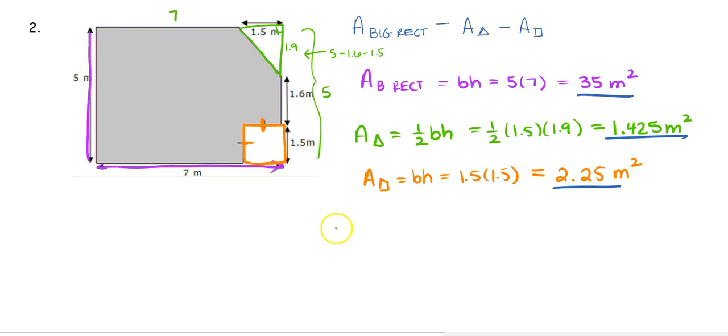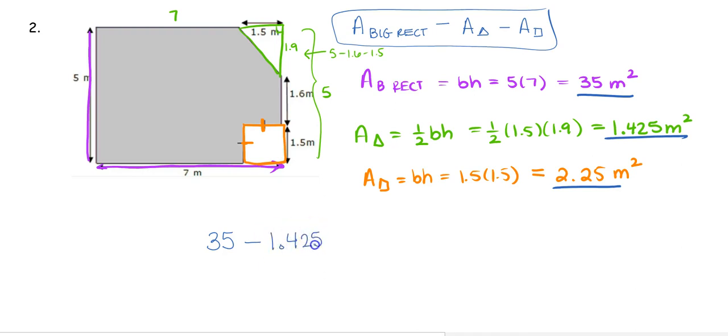So here are my 3 pieces that I needed. And remember that the plan that we had said that we were going to do is going to be the area of the big rectangle minus the area of the triangle, because that's that top cutout, minus the area of the square. We want to get rid of those white regions because we only want the area of the shaded. So here, the area of the shaded is going to be 31.325 meters squared.